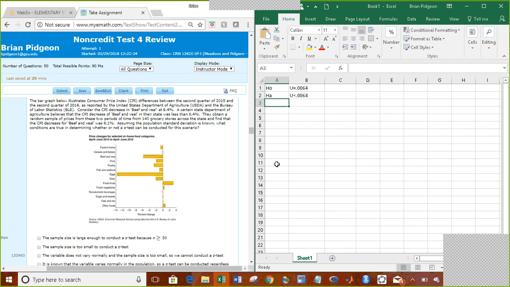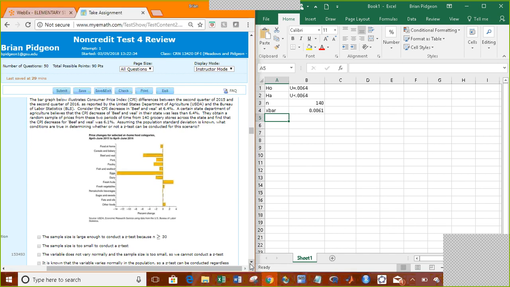I'm going to write everything up. They obtain a random sample of prices from these two periods, n equals 140, and find that their x bar, their mean decrease, was 0.0061. Assuming the population standard deviation is known, what conditions are true of whether or not a z-test can be used in this scenario?